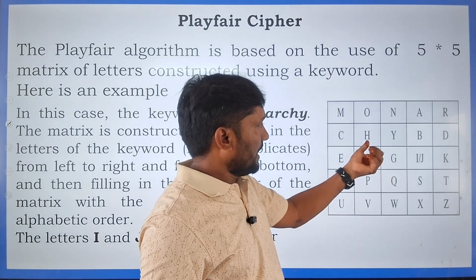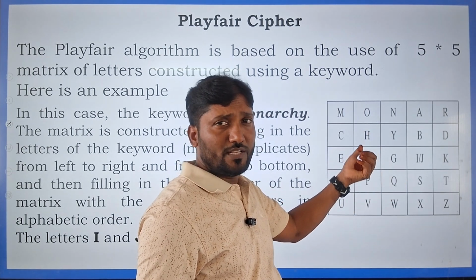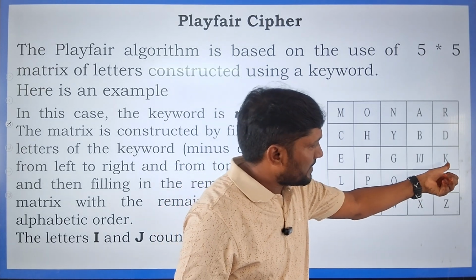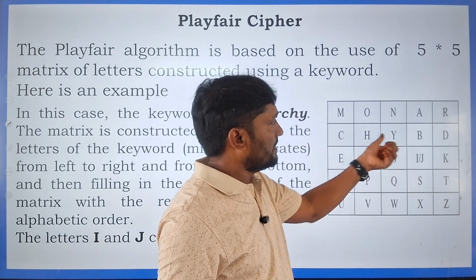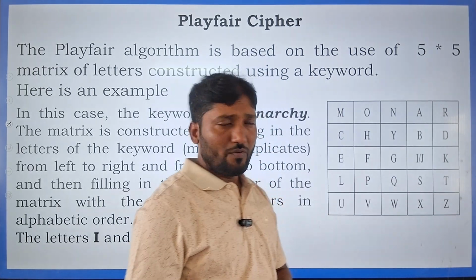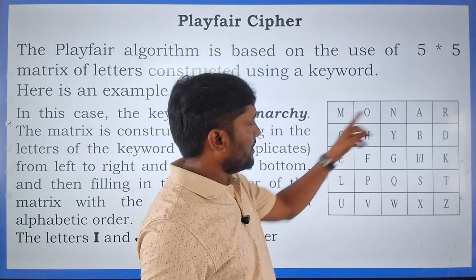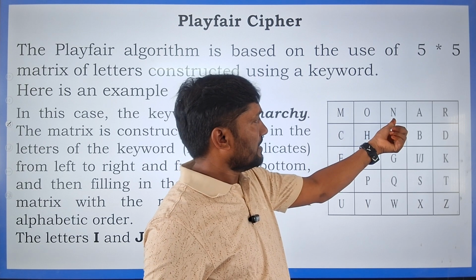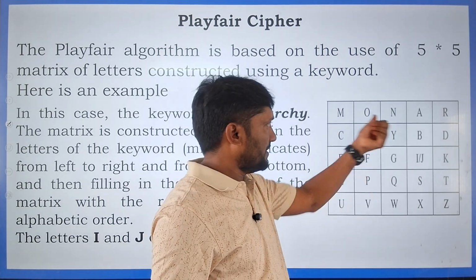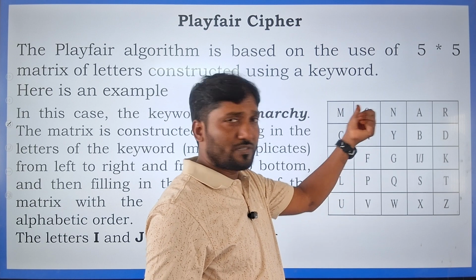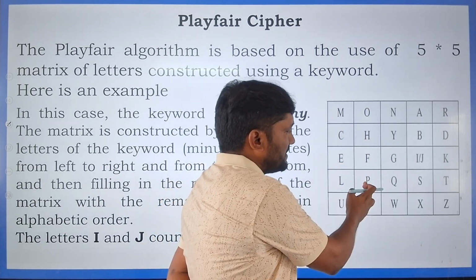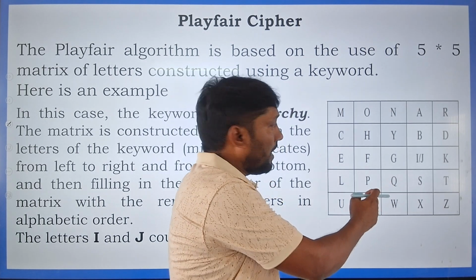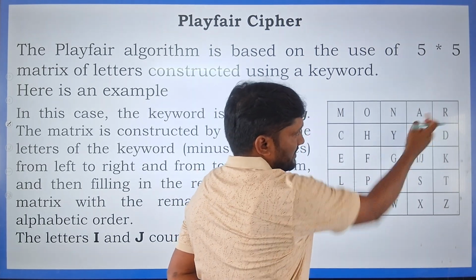After that H. H is already covered in the secret key. After H, I and J. I and J are not covered in the secret key, so I can fill I or J. K is not covered in the secret key, so I can fill the K. After that L is not covered in the secret key, so I can fill the L. M and N are already covered in the secret key, so I cannot fill them, and O is also covered. After O there are P and Q, which are not covered in the secret key, so I can fill P and Q. R is already covered in the secret key, so I cannot fill R.